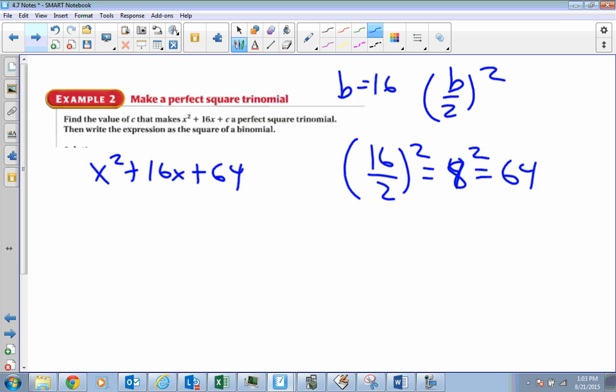And then to write it as a binomial squared, you take the square root, which is 8, and write it again: (x + 8) squared. Okay. So that would be your answer to write as a binomial squared. So you need both of those to solve that.